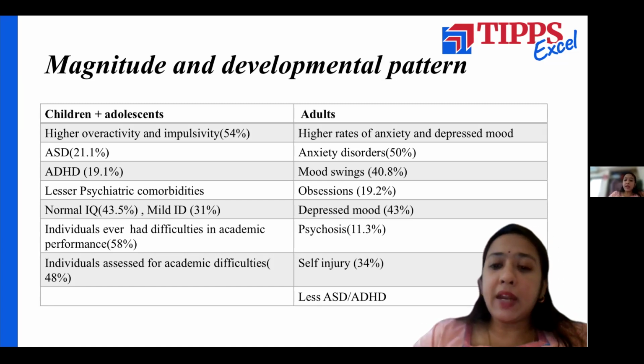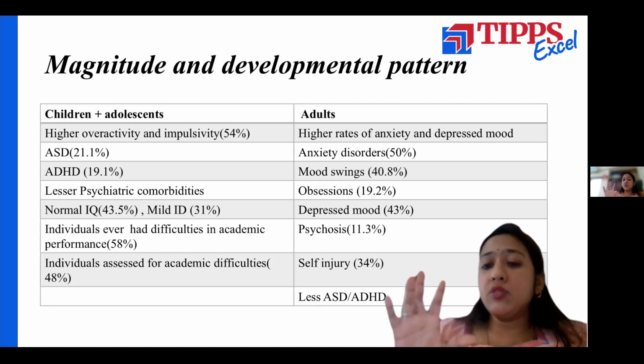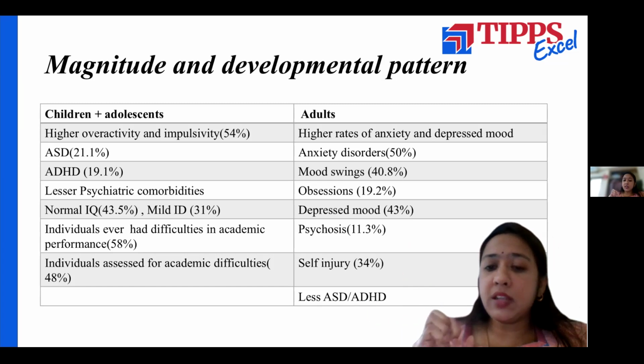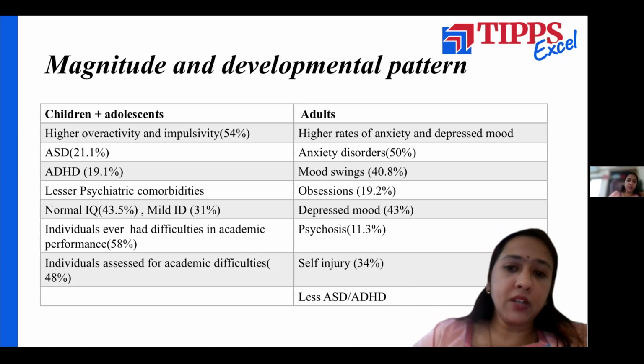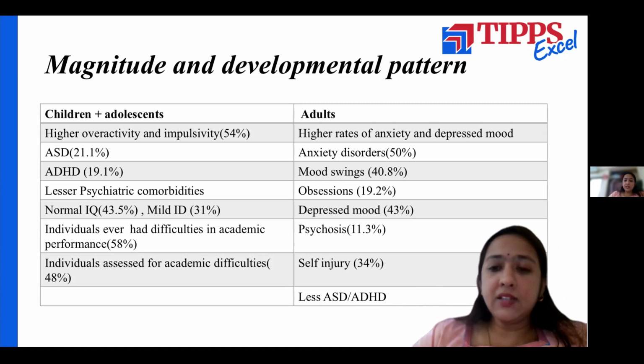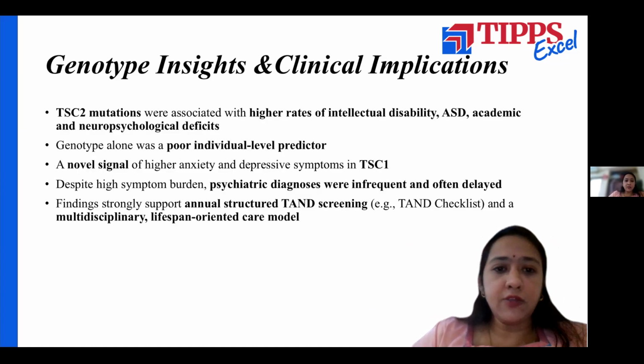As it moves towards adulthood, we have a lot of anxiety, depression, mood swings, obsession, and self-injurious behavior, and less of ASD, ADHD, as we all know. Diagnosing ASD, ADHD in adulthood is a real challenge, and we don't have a lot of standardized instruments or people who have been trained enough to diagnose neurodevelopmental disorders in adults. So it is again an under-recognized phenomenon.